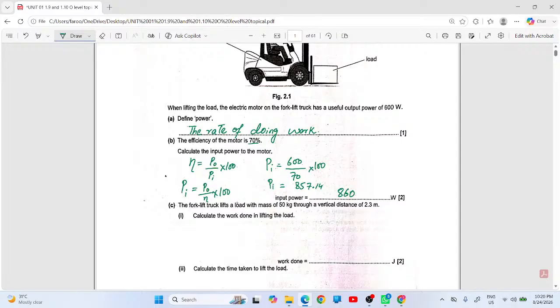Okay. Next is the forklift truck lifts a load with a mass of 50 kg through the vertical distance of 3.2 meter. Calculate the work done in lifting the load. So here work done is equal to the change in potential energy because he is lifting the load. So work done equals mgh. M is the mass, 50, g is 9.81, height is 2.3. Check करो.